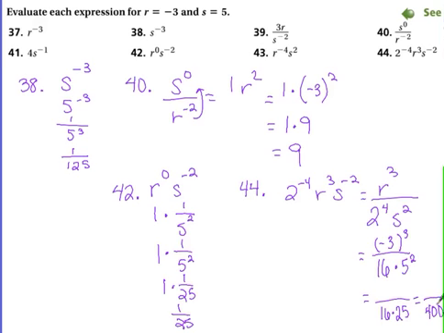On the top, we've got -3 times itself 3 times. -3 times -3 is 9. 9 times -3 is -27. So we get -27 divided by 400. -27 divided by 400 is our final answer.